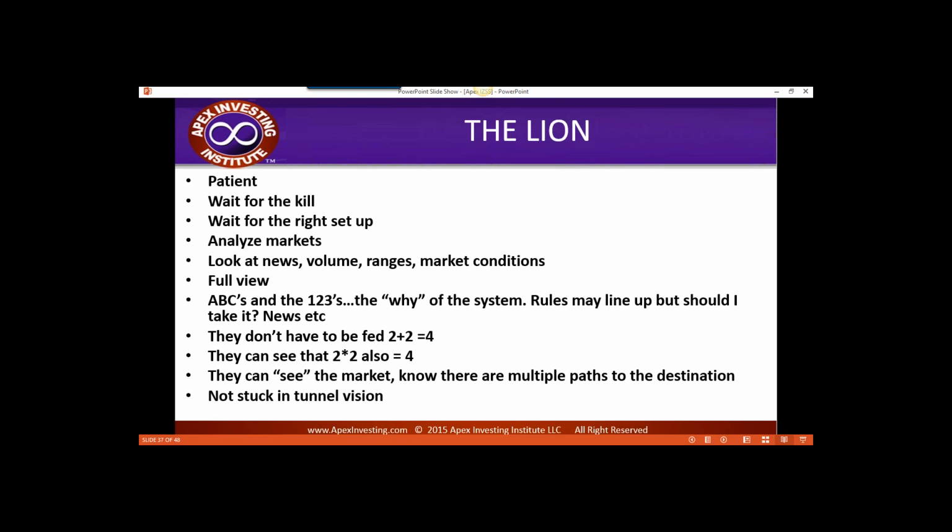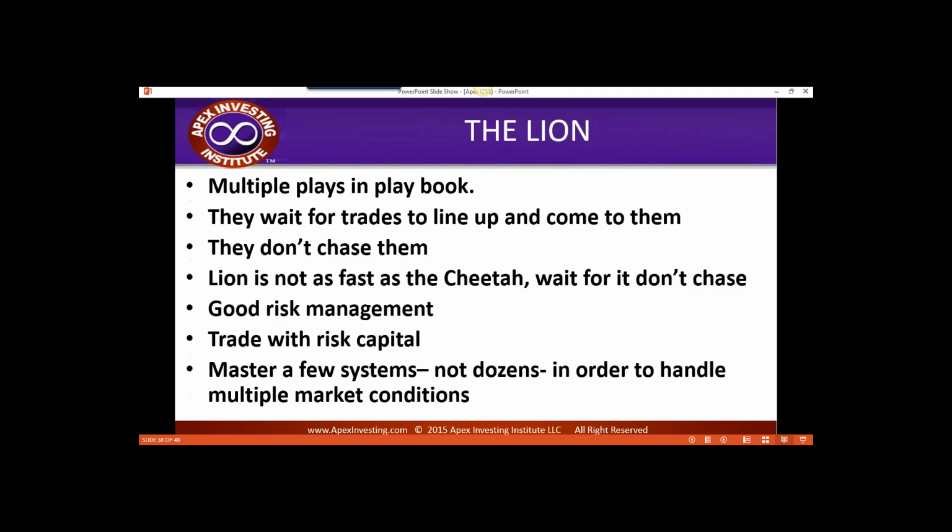They don't need to be spoon-fed 2 + 2 = 4. They understand the math where they can say, yes, 2 + 2 = 4. 2 × 2 = 4. 3 + 1 also = 4. There's different ways to get there because they understand the ways. They're not tunnel vision, just stuck on one little thing. They see the market as a whole. They know there's multiple paths to a destination. They have multiple plays in their playbook.